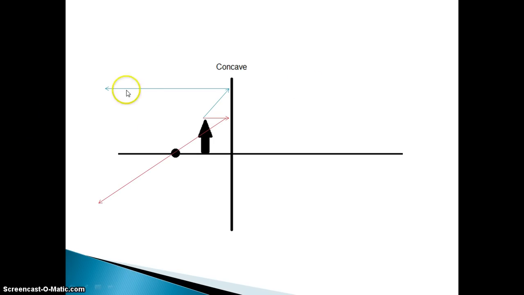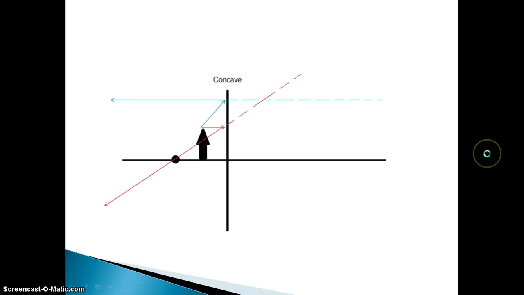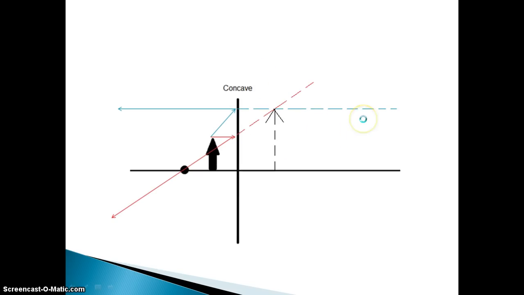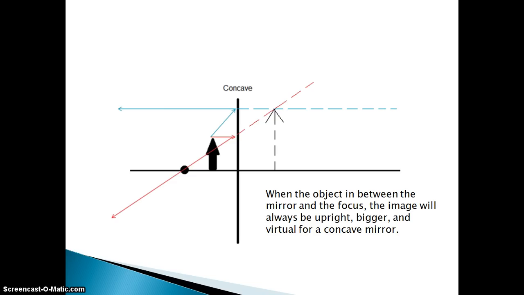Now we notice these 2 rays do not intersect, therefore we're going to trace them backwards. We're going to draw them dotted on the right side of the mirror because they're virtual. And we can see that these dotted lines intersect right here. That's where the image appears. Now in this setup, with the object inside the focal point for all concave mirrors, we're going to see that the image will always be upright, it'll be bigger than the object, and it'll be virtual.